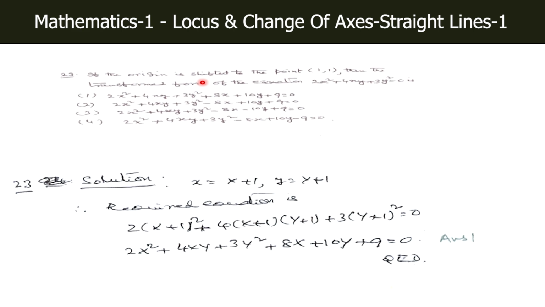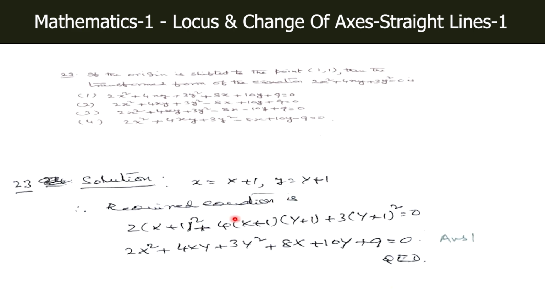23. If the origin is shifted to the point 1 comma 1, then the transformed form of the equation 2x square plus 4xy plus 3y square equal to 0. So, you are given 4 options. Now, we will find out which option is correct. Now, as per the translation, if capital X comma Y is the new coordinates of the point whose old coordinates are small x comma small y, then you know that small x is equal to capital X plus 1, small y is equal to capital Y plus 1.